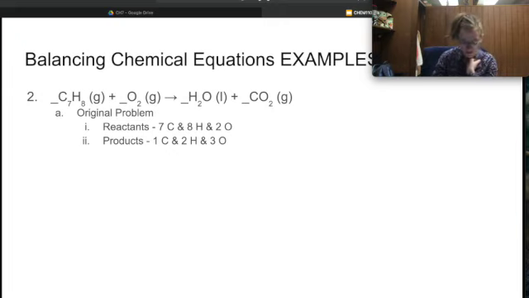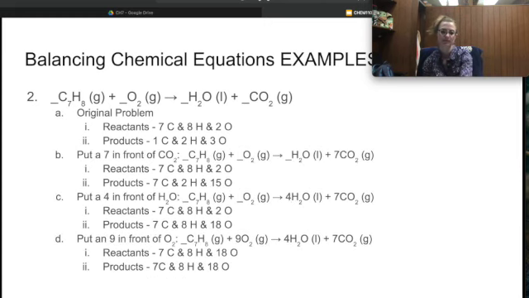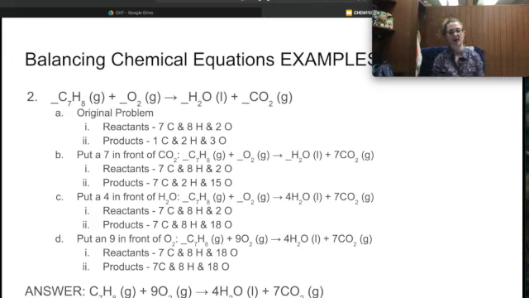So I'm going to recalculate in my reactants to triple check I have everything I need. Looks like I have 7 carbons, I have 8 hydrogens, and I have 18 oxygens. So when I triple check my answer here, it looks like I've got the same amount of both, so therefore I have balanced my chemical reaction.